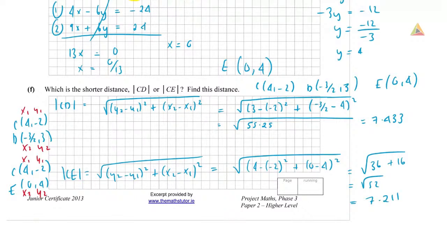So which one is shorter? Obviously the smaller value, which is this one here. So the answer there is CE is shorter.